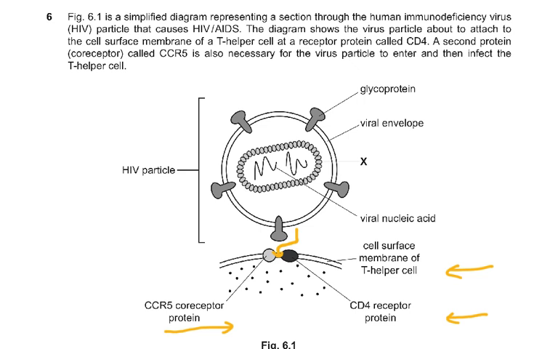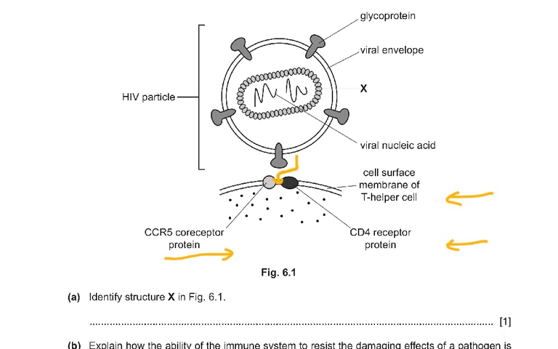A second protein called CCR5 is also necessary for the virus particle to enter and then infect the T helper cell. So identify structure X. Now structure X is the inside, and the viral envelope was outside, which is a phospholipid layer at times. So the inside of this would be called the capsid, not caspid. If you wrote that, you wouldn't get a mark for that, and I think a large number of students wrote that. Or you could have said the protein coat.